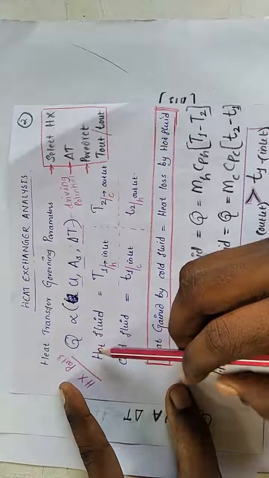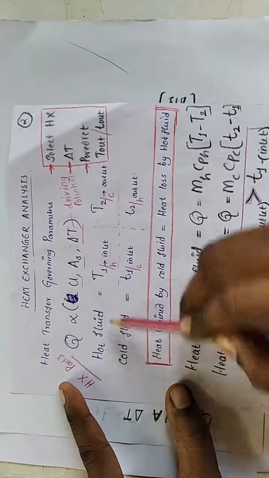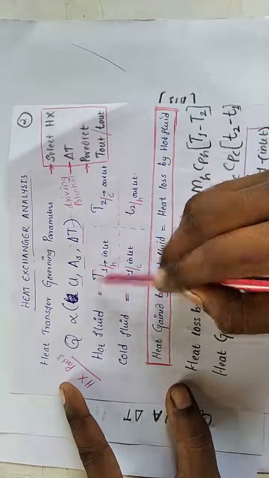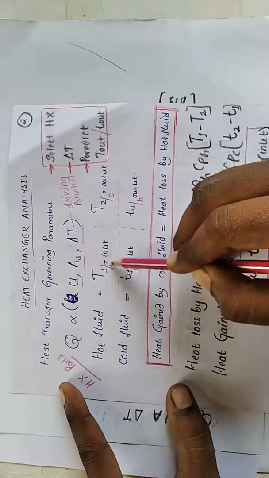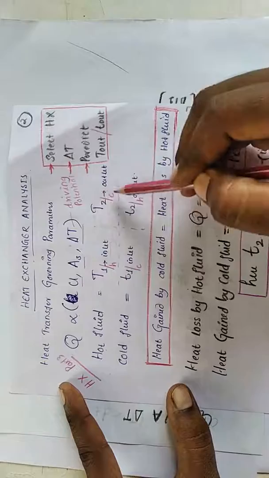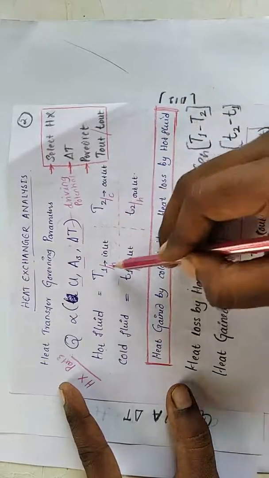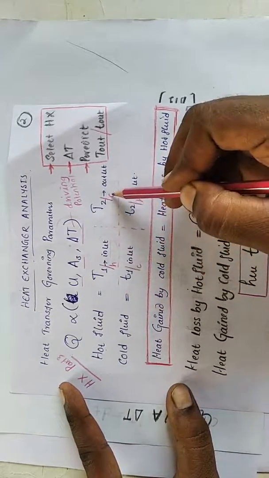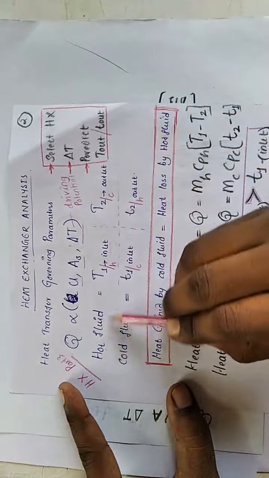Now we are going to discuss the notations. From here onwards, we are using this type of notation. That means for the hot fluid, we are using the capital T notation, and for the cold fluid, we are using the small t. Here the T1 or TH is the inlet temperature of the hot fluid, and T2 or TC is the outlet temperature of the hot fluid. Here TH is very much greater when compared to TC, because during the heat exchanging process the hot fluid loses its heat.